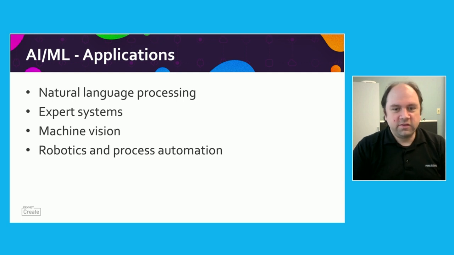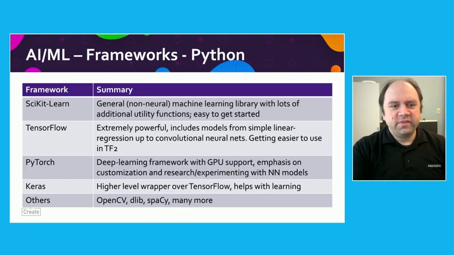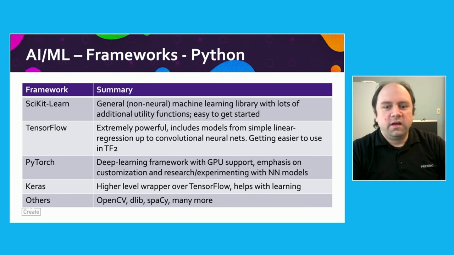A lot of other things you can do with machine learning, of course: expert systems, chatbots, machine vision, and even things like robotics and process automation. Okay, so in terms of the machine learning frameworks we're using, we use Python for this use case, of course. This particular system, we used a pretty easy to learn framework called scikit-learn. It's not a neural network library. It is a very easy to learn one, though. It has a lot of utility functions, easy to get started with your project.